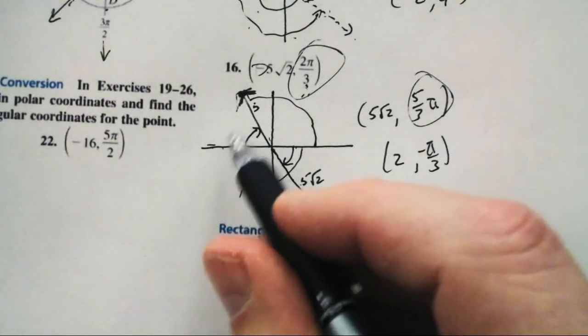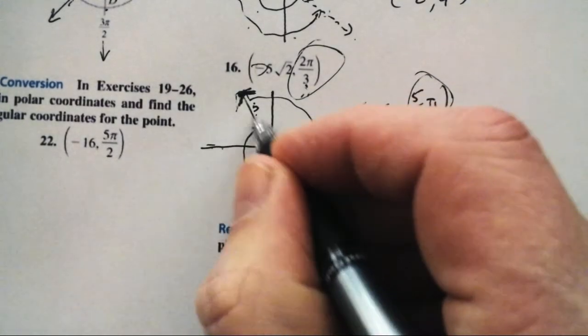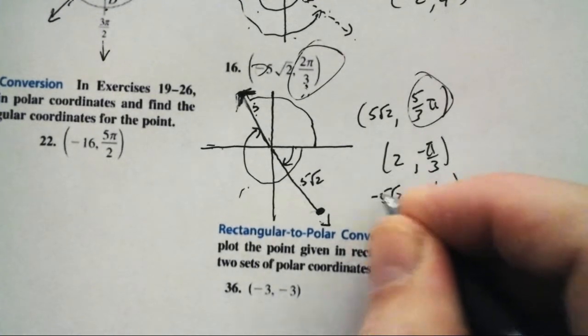Or, of course, I could spin all the way back to here, negative 1/3, 2/3, 3/3, 4/3, getting me lined up in the opposite direction where I want to throw the rock. Throw the rock negative 5 square root of 2.